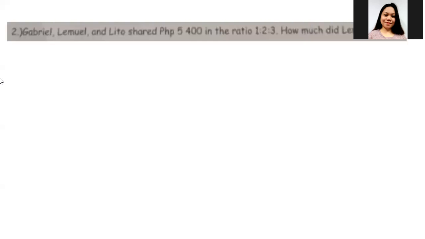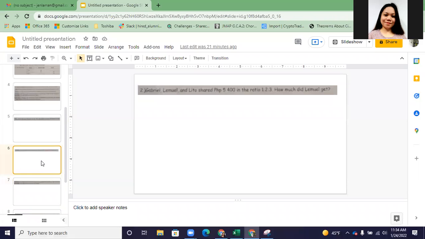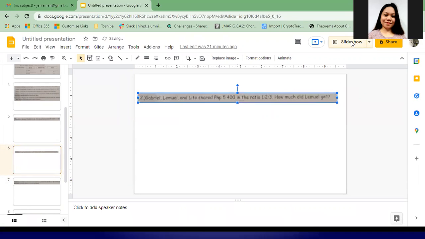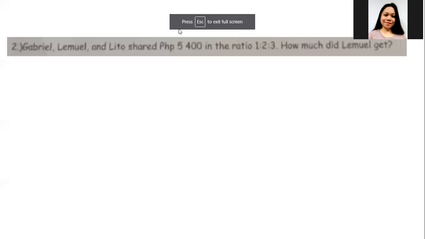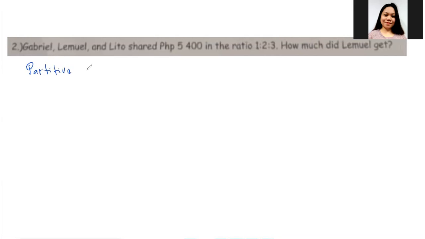Okay, all right, let's move on to the second one. It says Gabriel, Lemuel, and Lito shared 5,400 in the ratio of 1 to 3, I think. Let me see if I got that one right. Ratio of 1 to 3. Okay, the clue, when you have a partitive ratio, this is actually a very easy problem. So what you need to do is look at the ratio and just add X to each one. Make sure you pair off the name to the ratio. So we have Gabrielle, and then you have Lemuel.